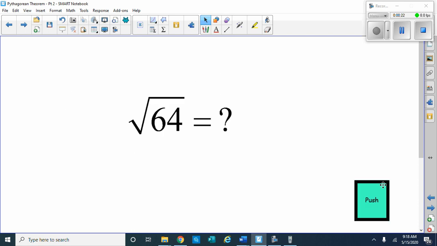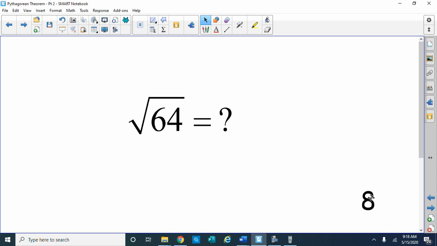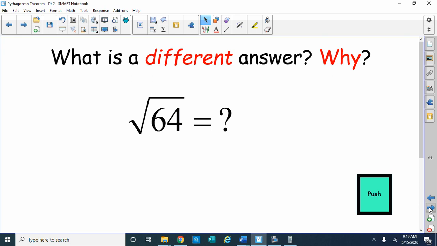So let's go. All right, as you remember, I started off talking about what's the square root of 64, and you remember the answer was 8, right? So let's keep going. Then I asked for a different answer. What was a different answer than 8? And a lot of you remember there is a negative answer, negative 8.